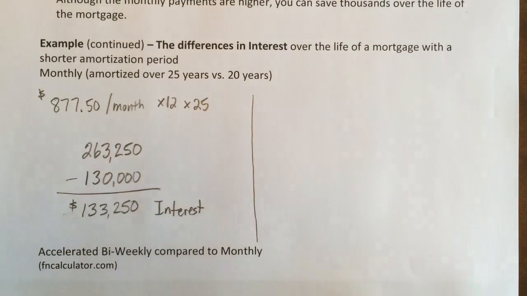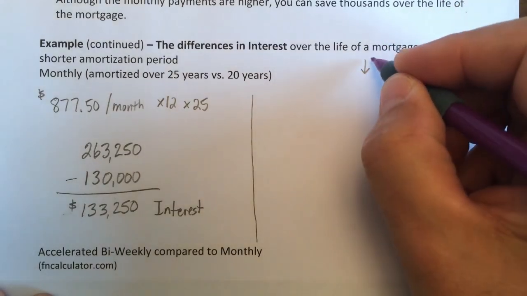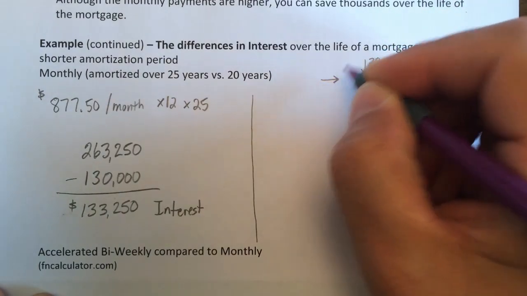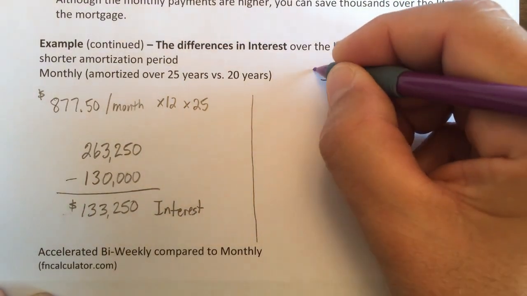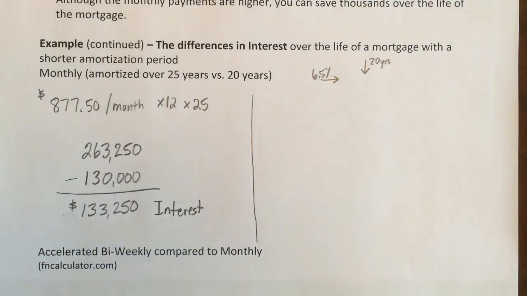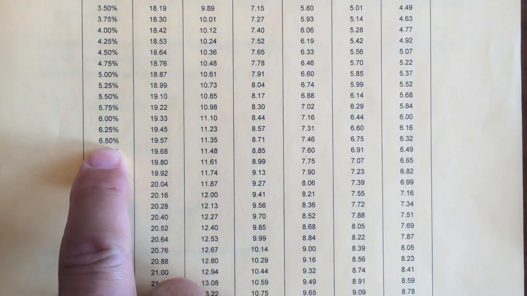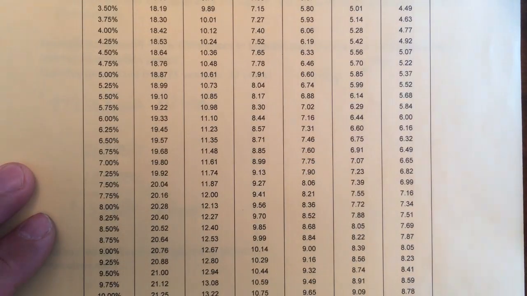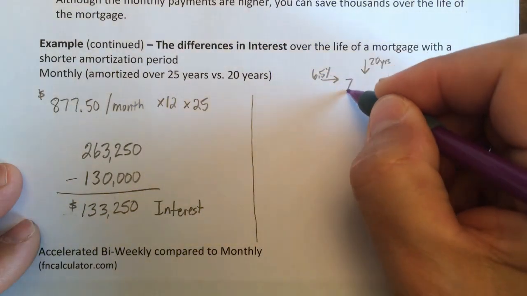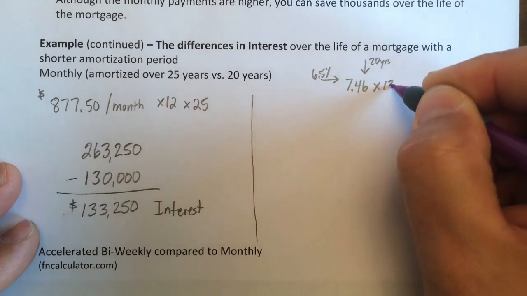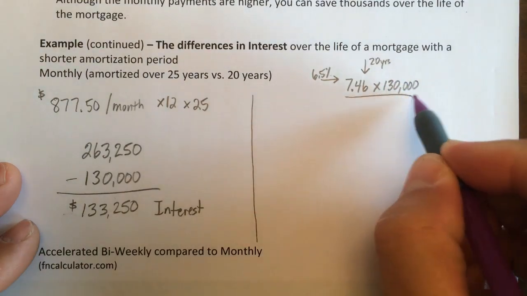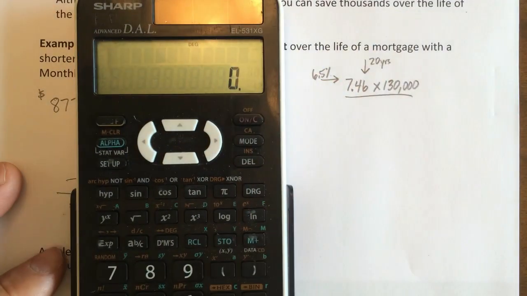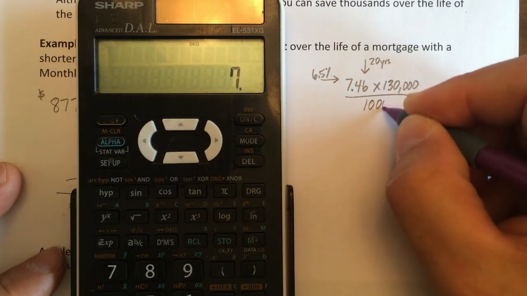Well, let's quickly make a comparison to 20 years. So instead of amortizing over 25 years, let's see if we can do that in 20 years. Now in 20 years, we're going to suggest that the interest rate is staying the same, and that was 6.5%. Okay, so we'll go back to the amortization table and say 6.5. There's for 5 years, 10 years, 15, and 20. So it's 7.46. 7.46 times the $130,000 that you're borrowing, that's the amount of your mortgage, is going to be your monthly payment. Okay, so oops, I forgot to write divide by 1,000. I'll squeeze that in there.